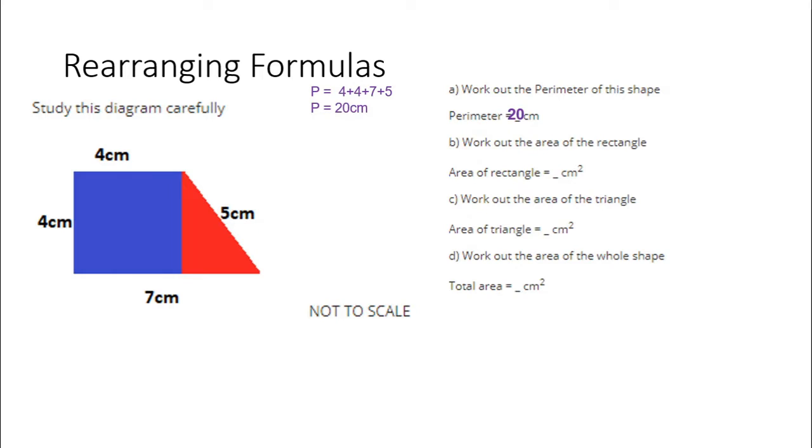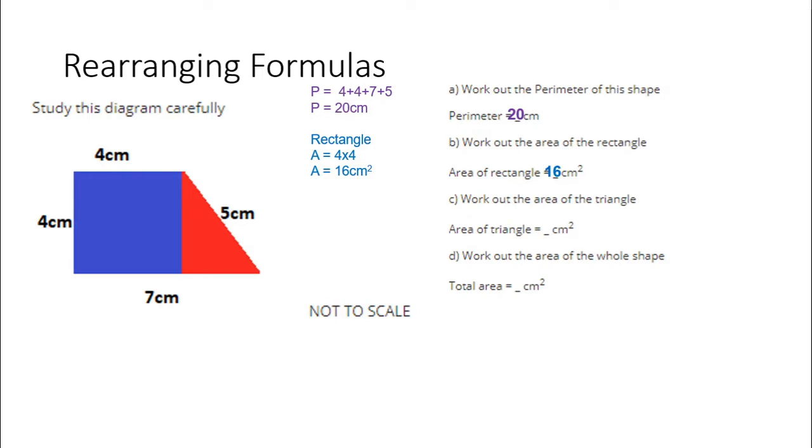To work out the area of the rectangle in this shape, so the blue rectangle, which is actually a square because I can see that the length and the width are both the same value. I've got 4 across the top here and I've got 4 down the side here. Ignore this 7 for now. That's the length the whole way across, including the blue rectangle and the triangle. So the area of the rectangle, which is actually a square, will be 4 times 4, which is 16 centimeters squared.